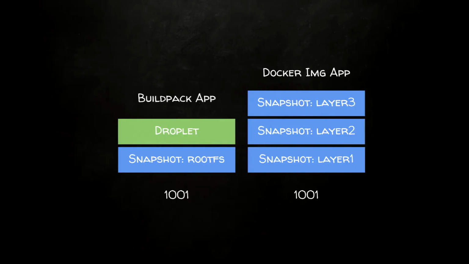On the right is a Docker image-based app, in which each layer is untarred and snapshotted in order, with the last layer being the application layer. Note that here there is no droplet, because, of course, the app is built into the image as the read-only final layer.